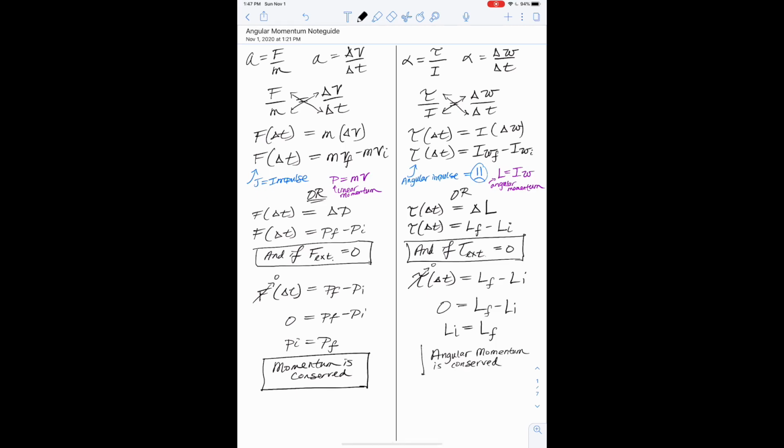All right. And so this is very, very symmetrical to what we learned about linear momentum. And I just wanted to point this out. And we also found a new variable for angular momentum, which is capital L. So with no external torques, or no external forces, Pi equals Pf, momentum is conserved. With no external torques, Li equals Lf, and angular momentum is conserved, is the big idea there.